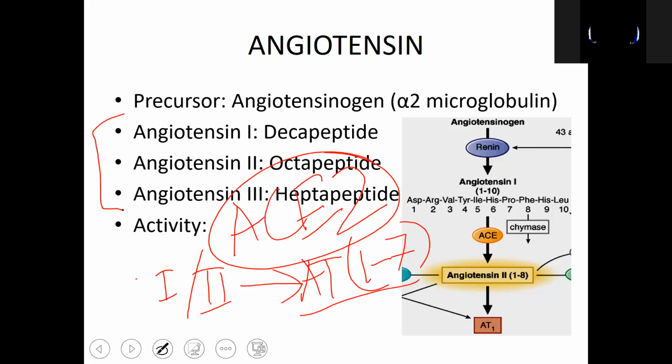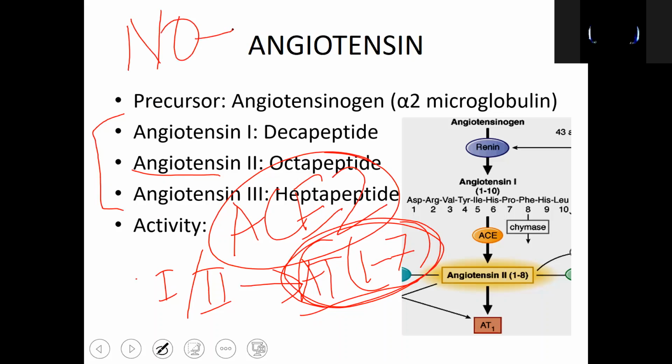So that means angiotensin, as the name suggests, increases the tension. It constricts the blood vessels and increases the blood pressure. Okay, and angiotensin 1-7 does the exact opposite. Probably by release of nitric oxide, it causes vasodilatation and decreases blood pressure. So that is something exactly opposite.